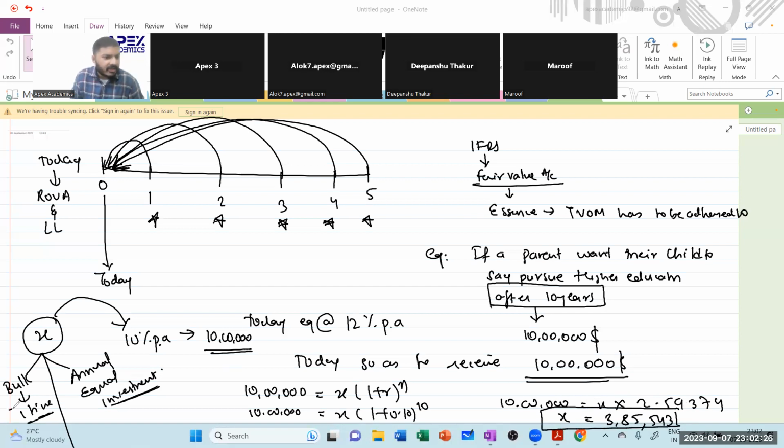So if I make a bulk investment one time, I have to invest 3,85,543 rupees today, which will then be every year earning a 10% interest. And it will eventually become 10 lakhs after 10 years. Are you understanding what I'm trying to say? You can assess this.